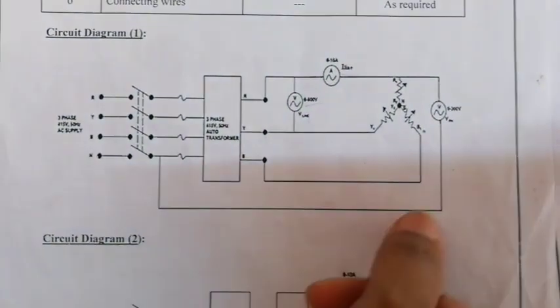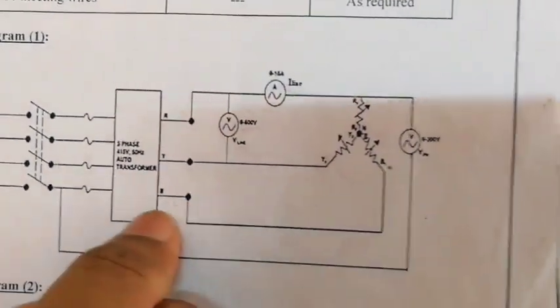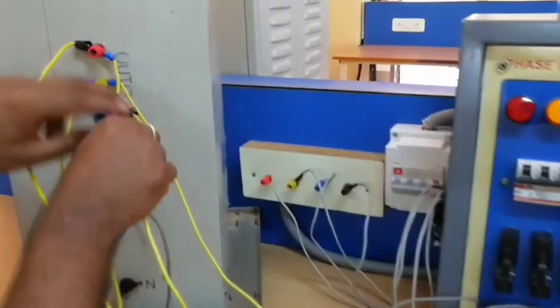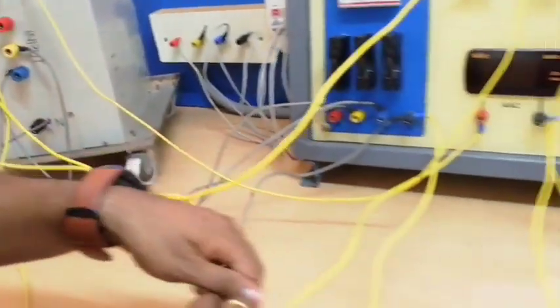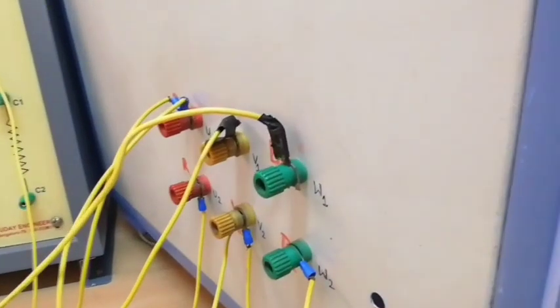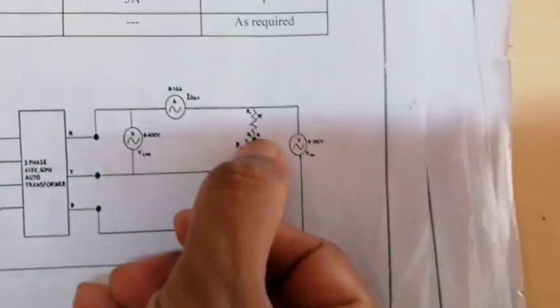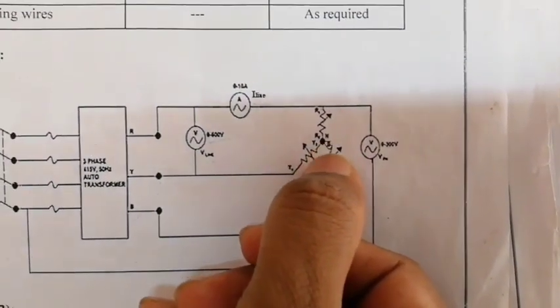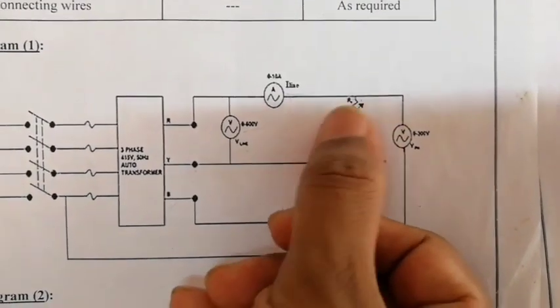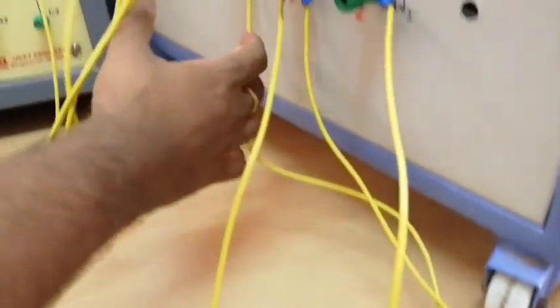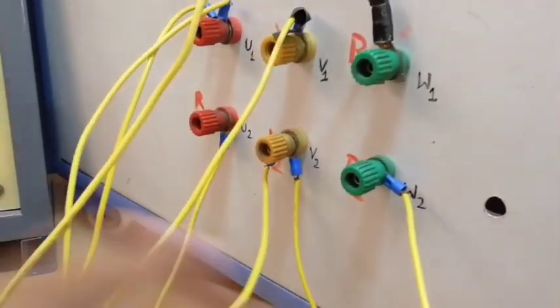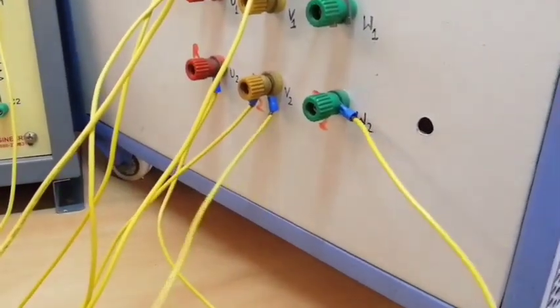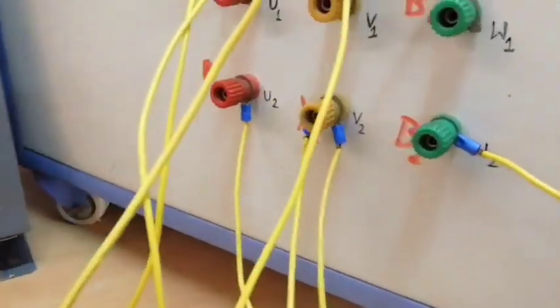The auto transformer output B is connected to the B terminal of the load. Now if you see here, R2 is connected to Y2 and Y2 is connected to the B2 terminal, which makes it a star connected load. So that is given here. R2 of the load is connected to Y2, and Y2 is connected to the B2 terminal. So this is the star connection.